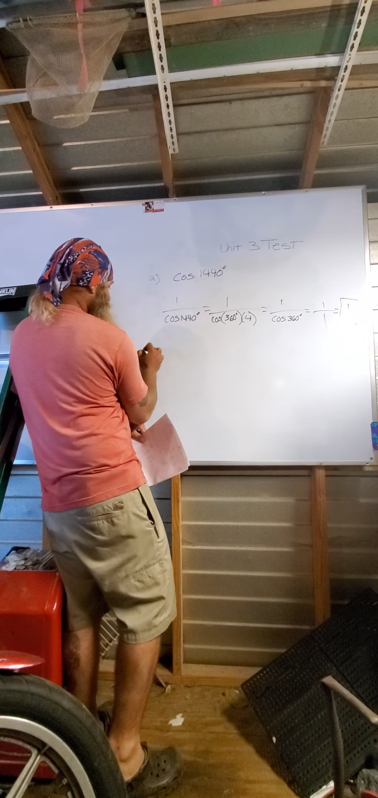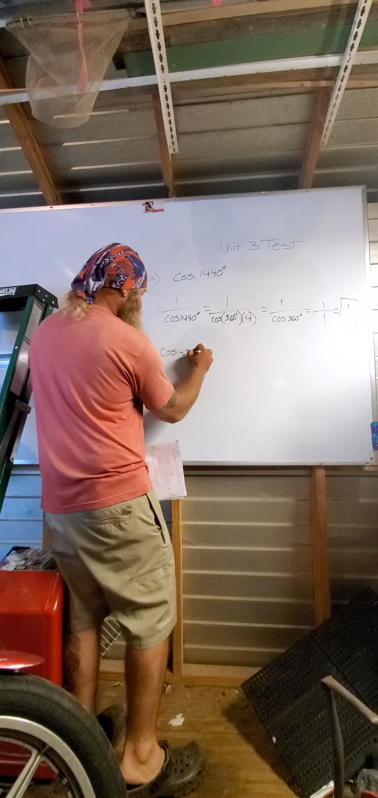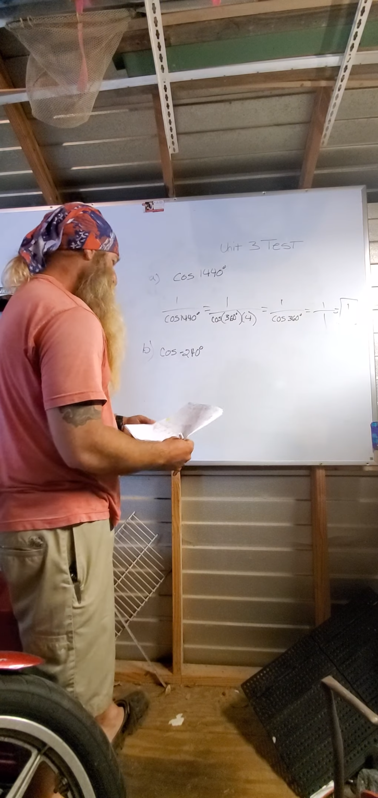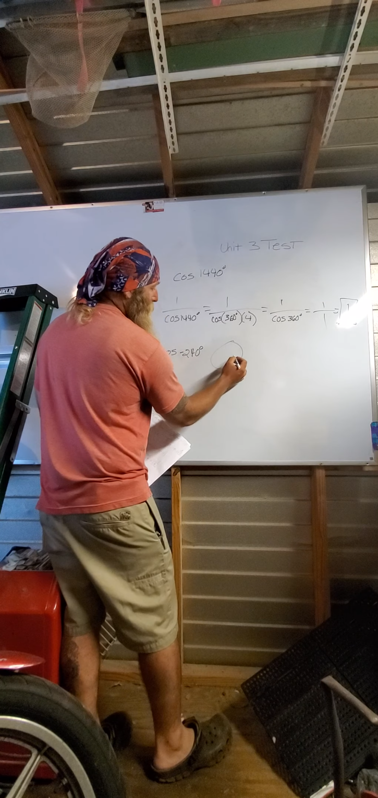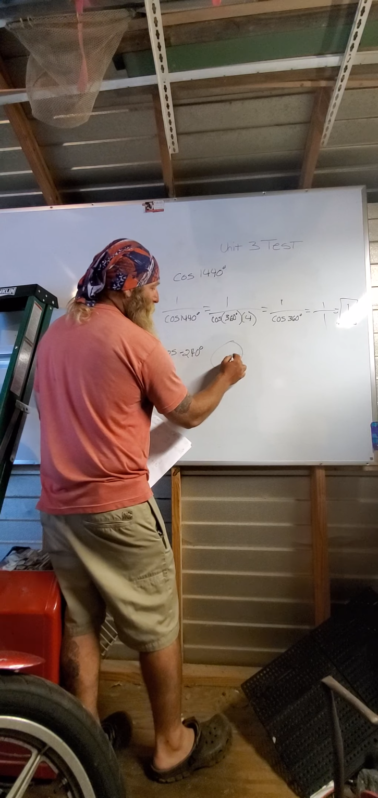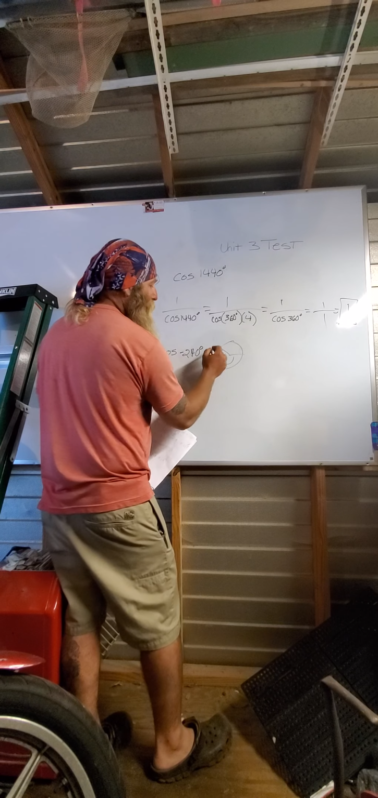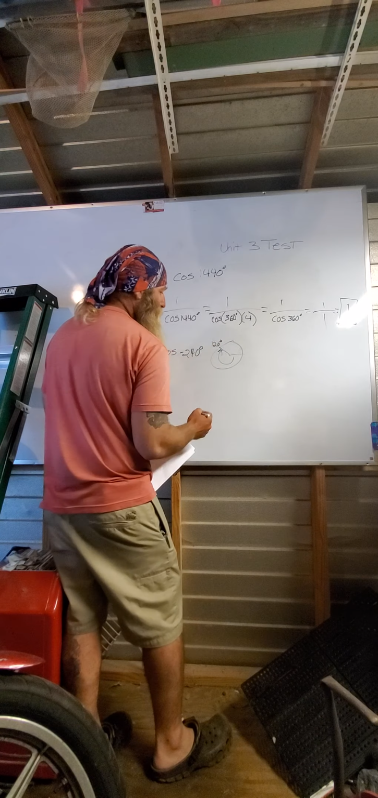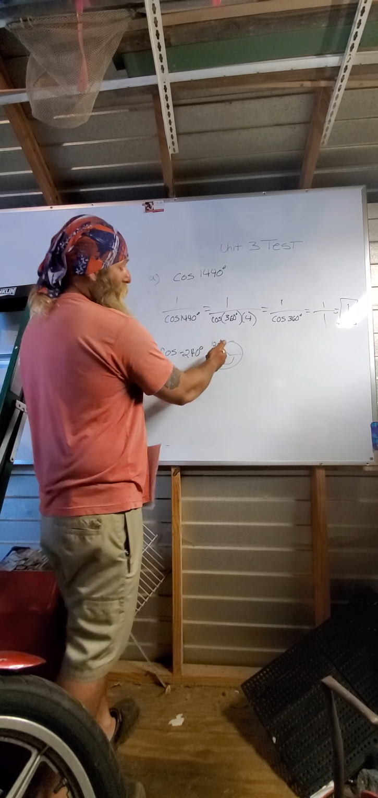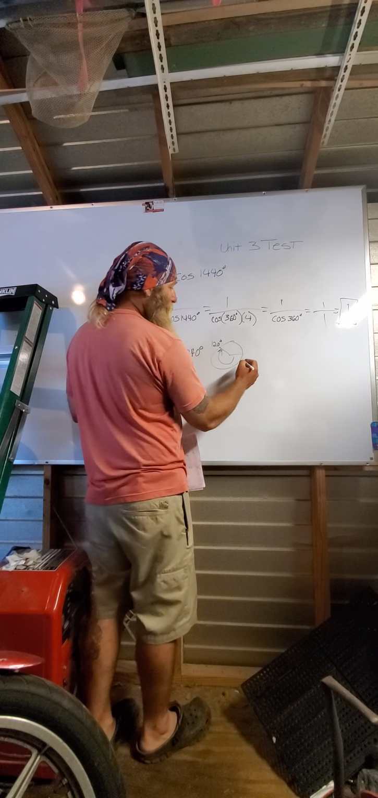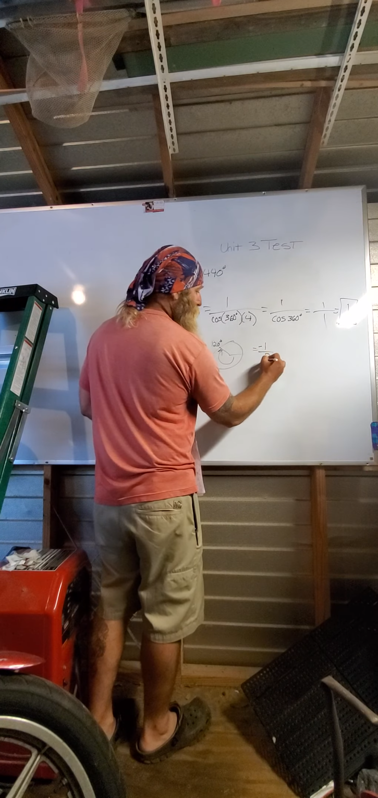Part B, we were asked cosine of negative 240 degrees. I thought about it as a circle, and here's 0, and if we go back negative 240, we end up somewhere here, which is the 120 degree mark. And the cosine in this quadrant is negative, so it's negative 1/2.